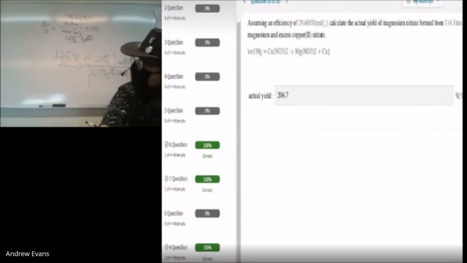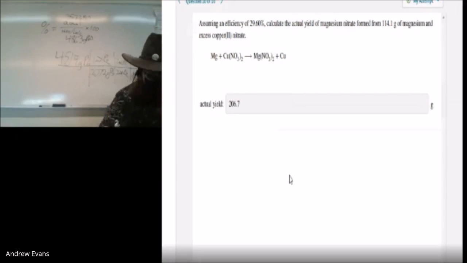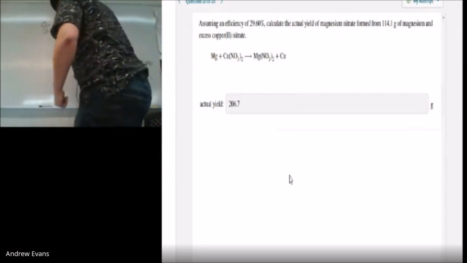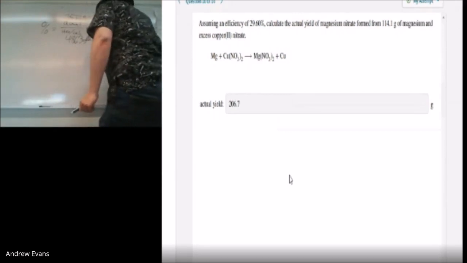Last question is similar, except instead of calculating your percent yield, you're given a percent yield and asked to calculate the actual yield. Now, while I will not ask you to do that on the test, we can still do that just fine.